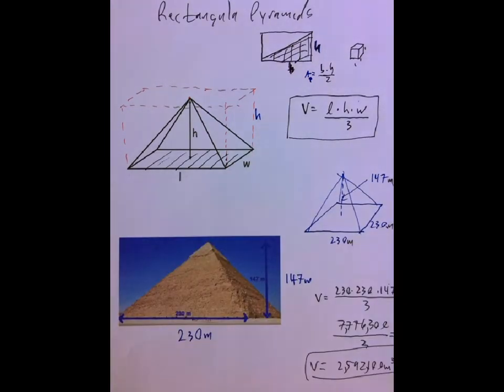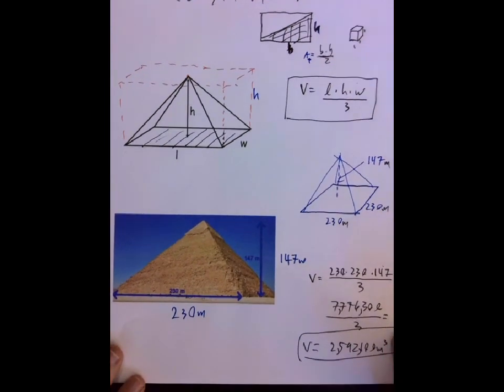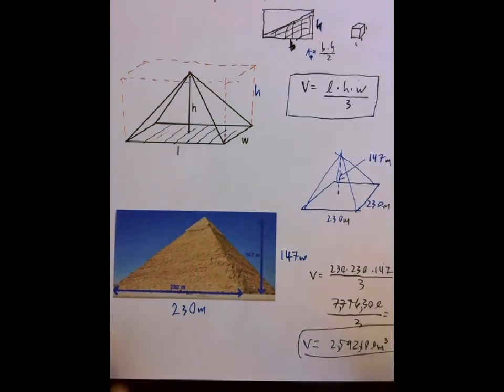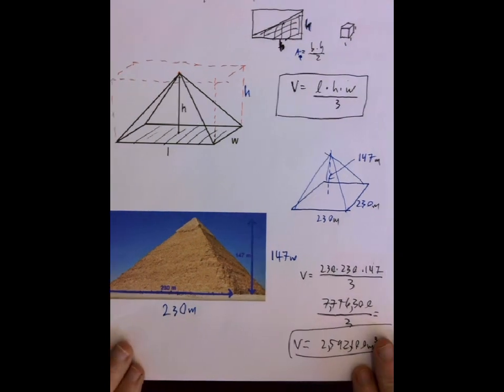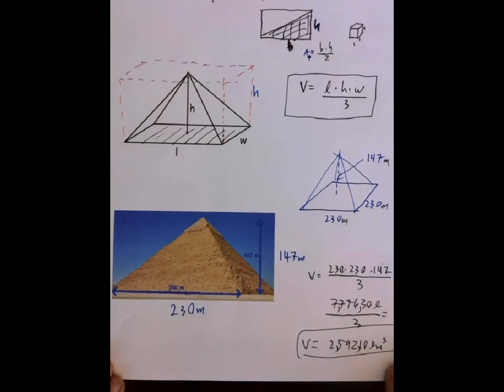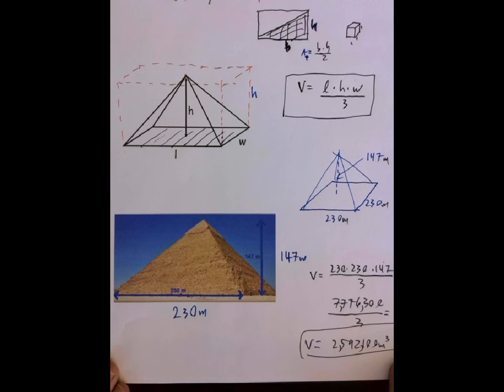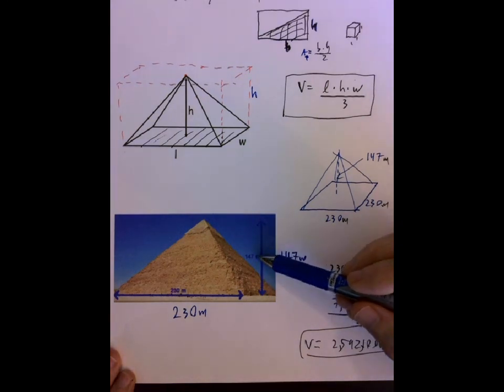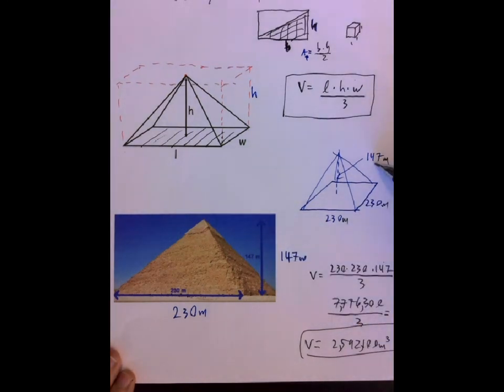So, for instance, here's a famous pyramid. It's a pyramid at Cheops in Egypt. And as it turns out, it's a rectangular pyramid, but a special kind. It's actually a square pyramid where the length and the width of the base are equal to each other. In this case, they're both 230 meters. And the height, as you can see in the picture here, maybe you can if you zoom in, is 147 meters high. So let's find the volume of that.